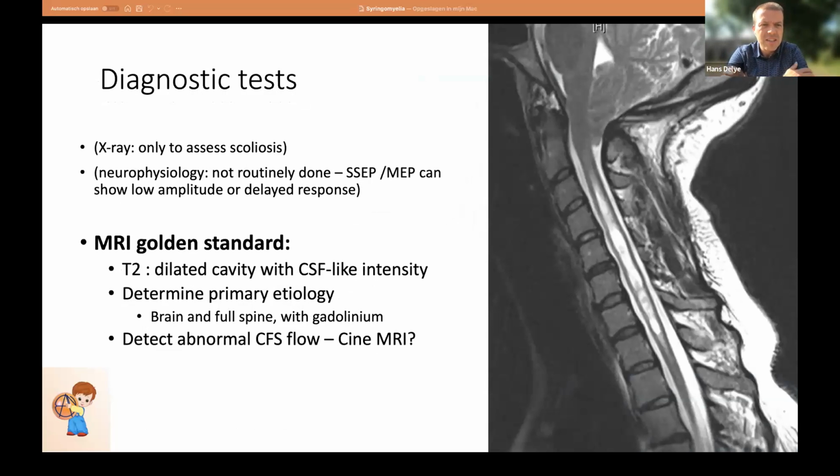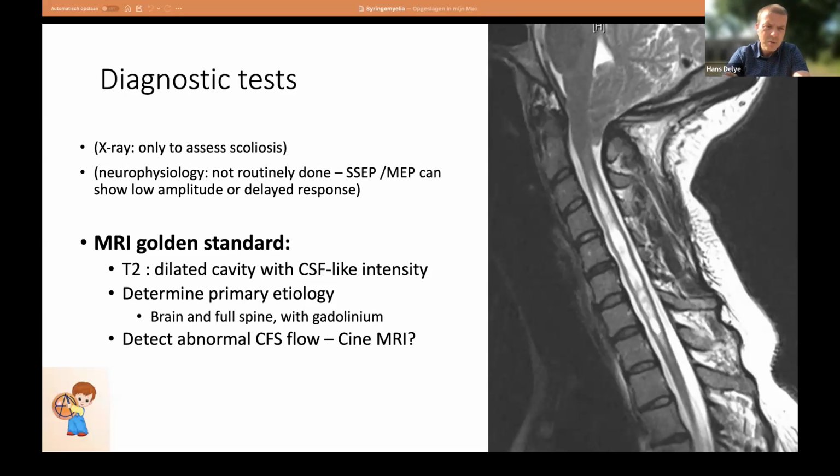So what diagnostic tests can we do? Plain X-ray is only for scoliosis assessments. Neurophysiology is not routinely done. You could see that SEPs and MEPs would be different, but it's not really a routine thing to do. The gold standard is MRI, like Dominic already showed us. The T2-weighted images would show a dilated cavity with a CSF-like intensity.